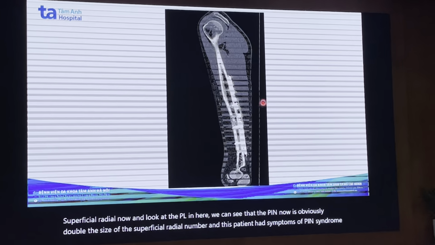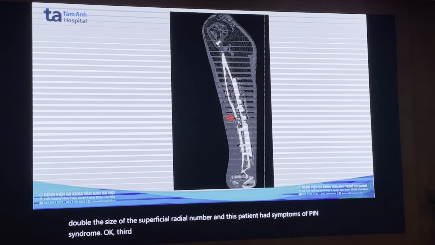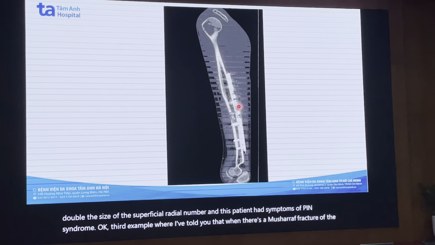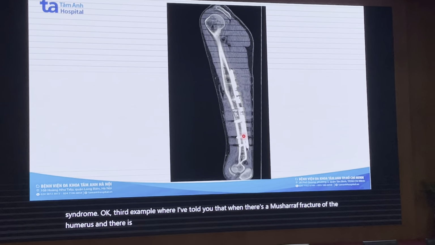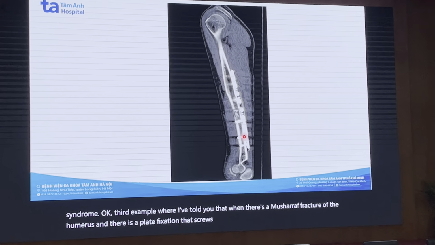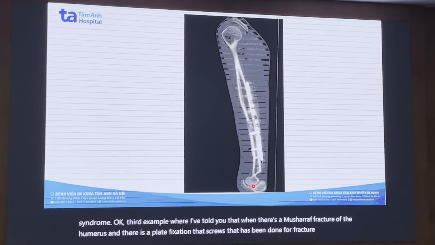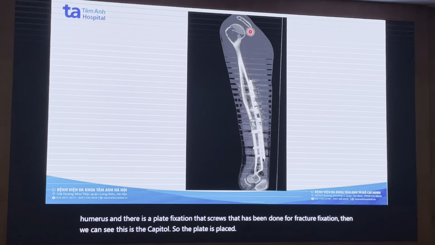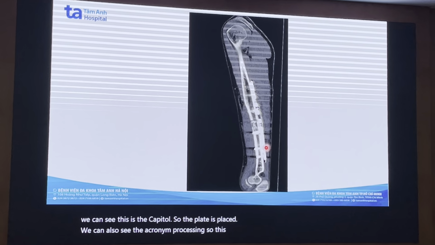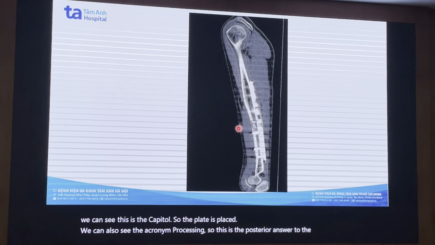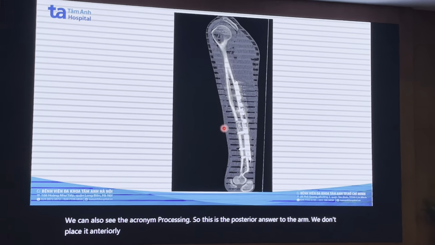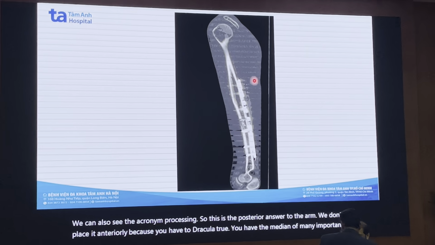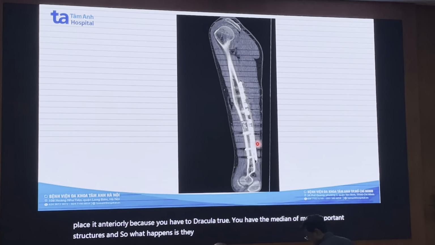Okay. Third example, where I told you that when there is a mid-shaft fracture of the humerus, a plate fixation with screws is done for fracture fixation. And you can see this is the capitellum. So the plate is placed posteriorly. You can also see the acromion process here. So this is the posterior aspect of the arm. We don't place it anteriorly because you have the brachial artery, you have the median nerve, many important structures anteriorly. So they have to put the plate posteriorly.